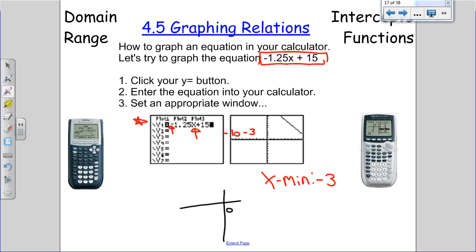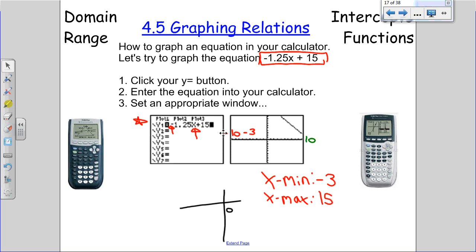The next thing is X max. So using your little arrows on your calculator, you can move down to your X max. If I look at my current X max, it was at 10. But if I look at this graph, my X-intercept is going to be past 10, so I need to go higher than 10. I'm just going to guesstimate. I think if we made X max 15, I would then be able to see my X-intercept. So I changed my X max to 15. It then should say XSCL. I just always leave that as 1.